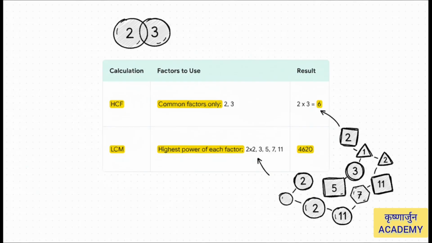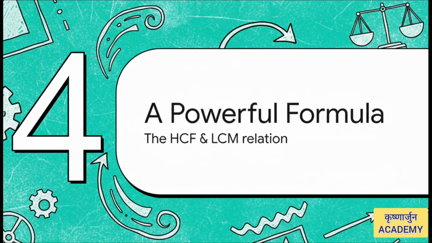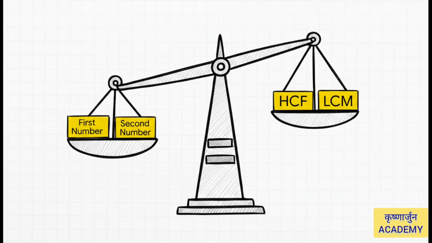We multiply all of that together and we get 4620. Now, what if I told you there's a really slick shortcut? There's a formula that connects any two numbers with their HCF and LCM. It's like a secret, perfect relationship. And there it is. It's just so simple and balanced, right?